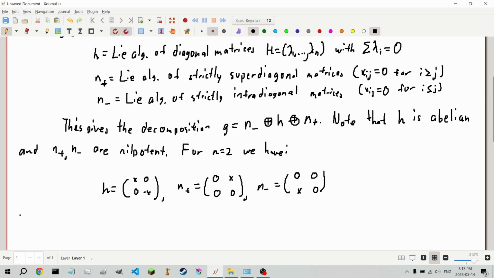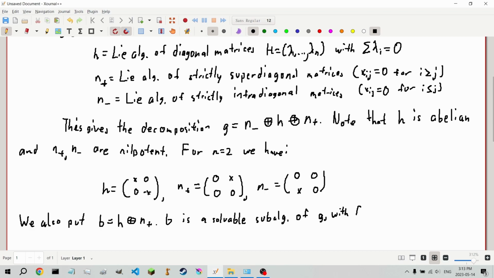And we're also going to put b to be equal to h plus n positive, so it's all the elements on or above the diagonal. So then b is a solvable subalgebra of g with its derived algebra giving us n positive.